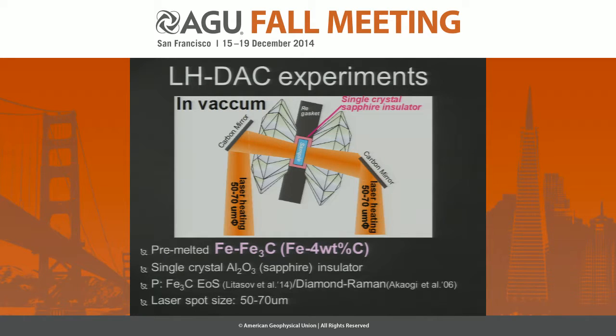So we use a laser heated diamond cell. We load the iron carbide mixture with four weight percent carbon, packed into the diamond cell together with a single crystalline sapphire, chemically and thermally insulated. Pressure was determined from the lattice parameter of the sample Fe-4wt%C or the diamond Raman shift before the experiment. The laser spot size was 50 to 70 micrometers.